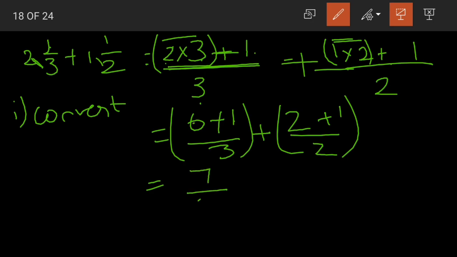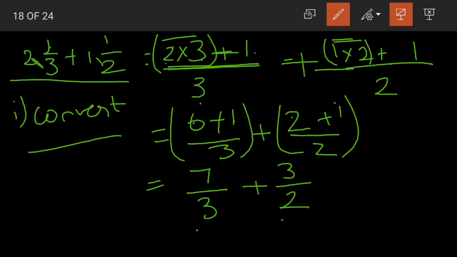6 plus 1 becomes 7 by 3 plus 2 plus 1 becomes 3 by 2. Clear till now, students? What was this? We were given two mixed fractions. We converted them into improper fractions. Again, what are improper fractions? Improper fractions are those wherein the numerator is larger than the denominator, larger or equal to the denominator.